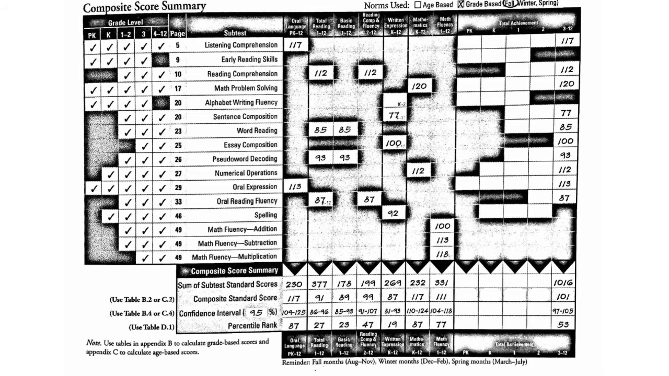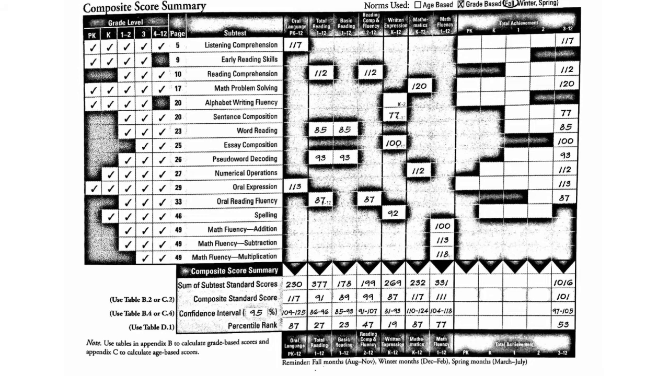Okay, so I like to report on confidence intervals because it's essentially admitting that we realize that this is a flawed measure and that we can't be 100% sure that the score that we obtained on this day is an exact replication of that student's abilities.